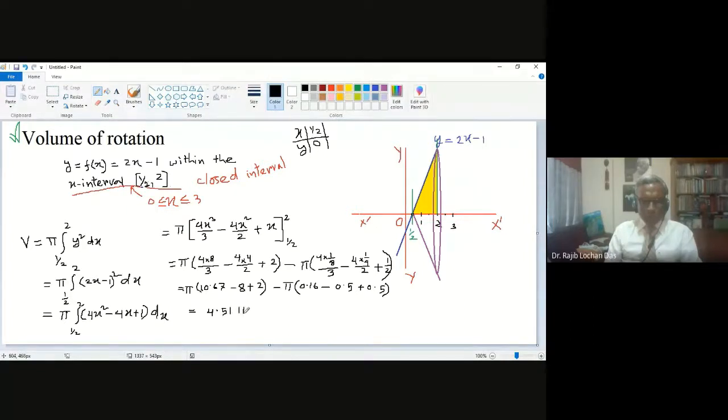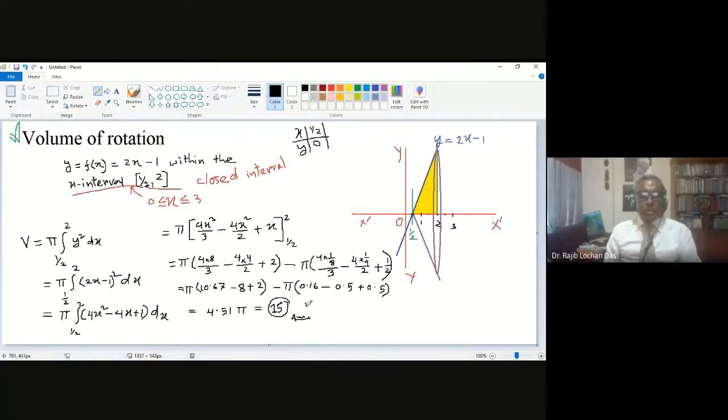4.51 into pi. So that is the answer. Pi means 3.14. You can also put that. So there will be something like around 15, so this will be almost the answer. You can just check and do the calculation from your calculator, and that will be the cubic unit.